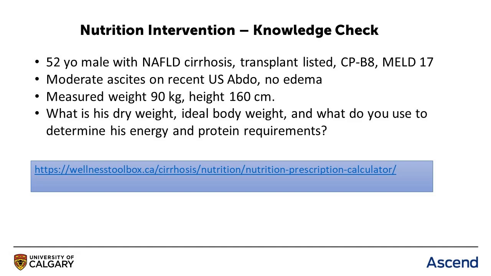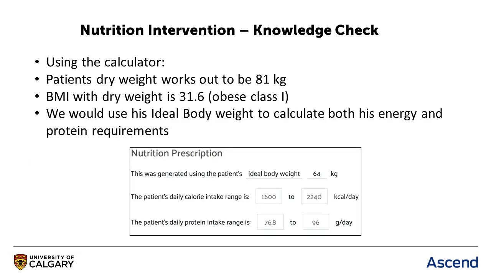So if anyone's playing around. Dry weight is 81. Exactly. Speedy. So his dry weight does work out to be 81, and his BMI with that dry weight now works out to be 31.6. So quite different. He moved from obese class 2 to obese class 1.